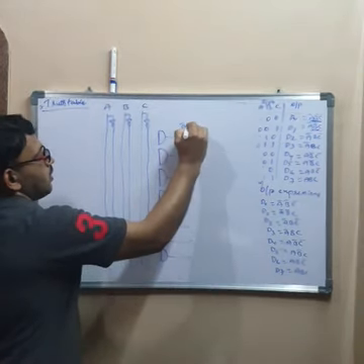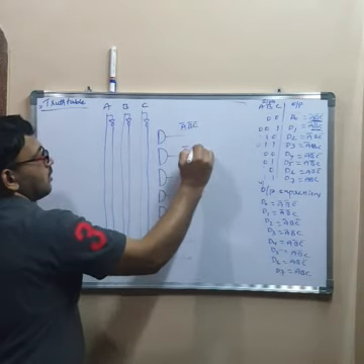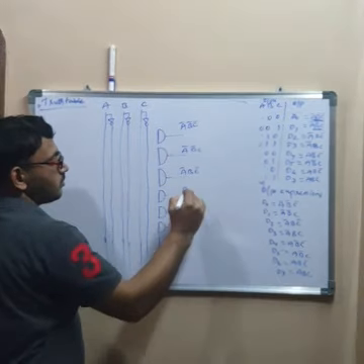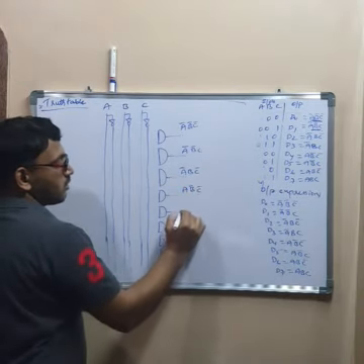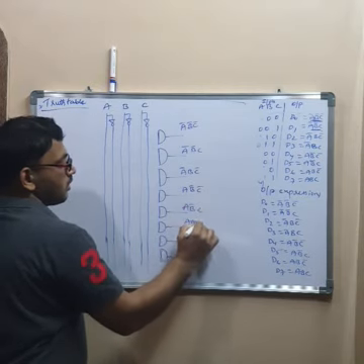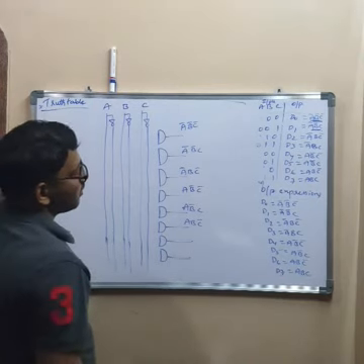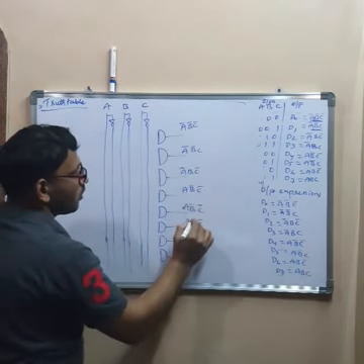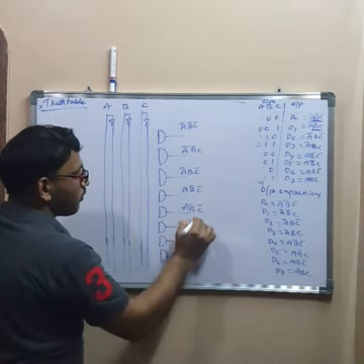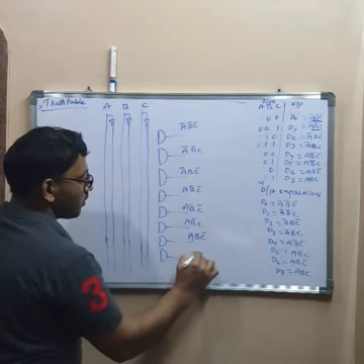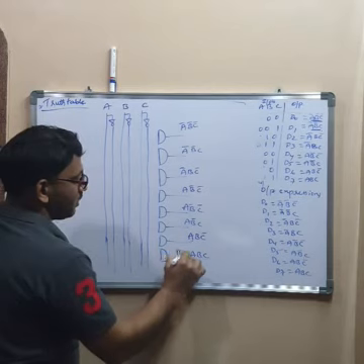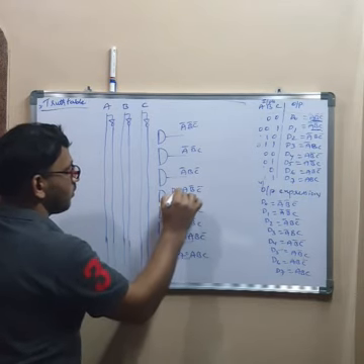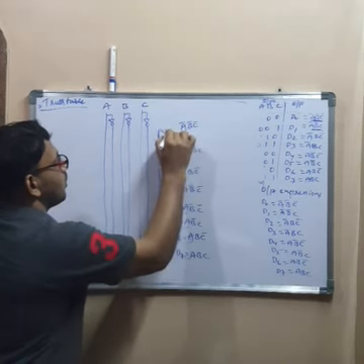This is A bar B bar C bar. This is A bar B bar C, A bar B C bar, A B bar C bar, A B bar C, A B... 0, 1, 2, 3, 4, 5, 6, 7. This is D7, D6, D5, D4, D3, D2, D1, D0.